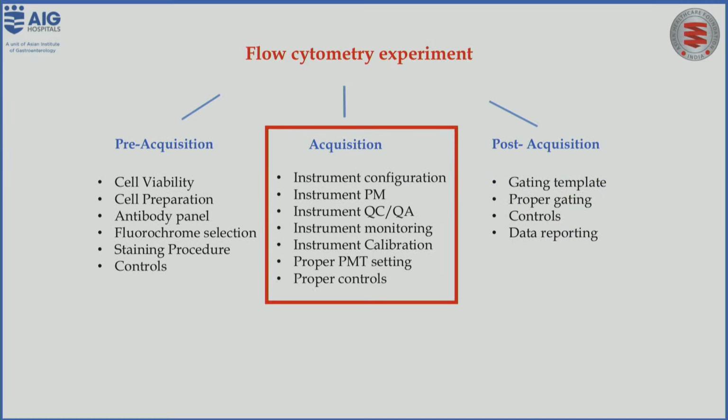So for conducting a cytometry experiment, we have to consider 3 parameters actually. That is pre-acquisition, acquisition, and post-acquisition. In pre-acquisition, we have to look at cell viability, cell preparation, antibody panel, fluorochrome selection, staining procedure, and controls. And acquisition, like instrument configuration, maintenance, and proper controls, with quality control and quality analysis. And post-acquisition, gating template and data reporting with proper gating controls.